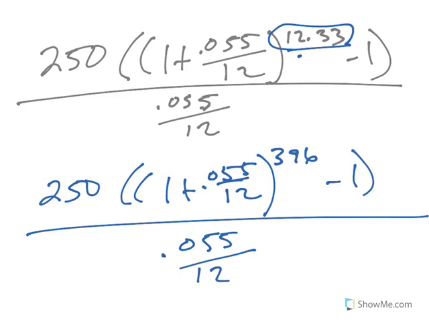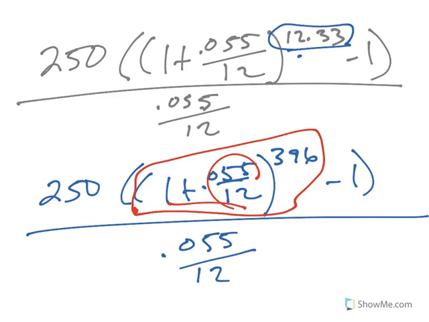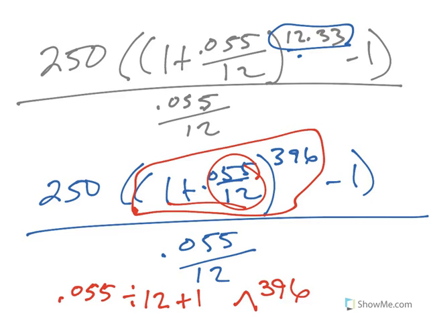That was the first chunk that we did. The next chunk is this inside piece. Inside the parentheses, we're going to take 0.055 divided by 12. You're going to get a little decimal answer. Add 1 to that, and you're going to get 1.00458 and some change, and then we raise that to the 396th power. So this is our first piece. We're just doing this inside.